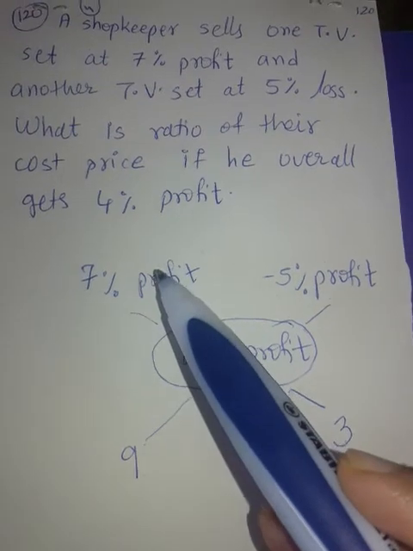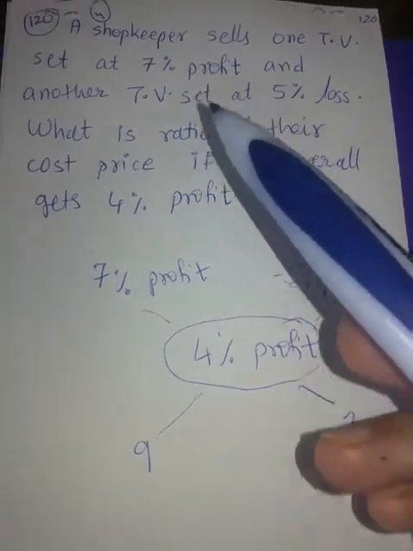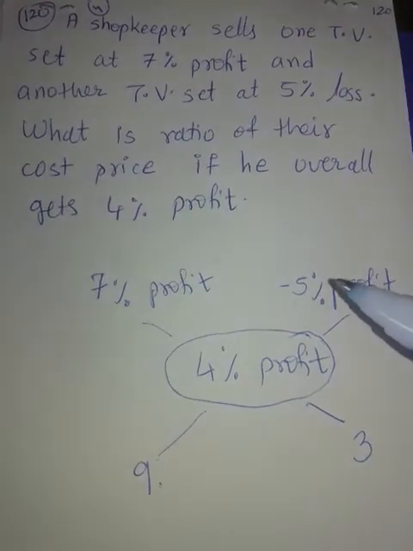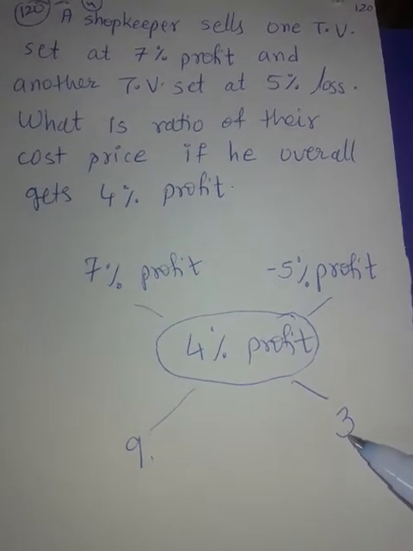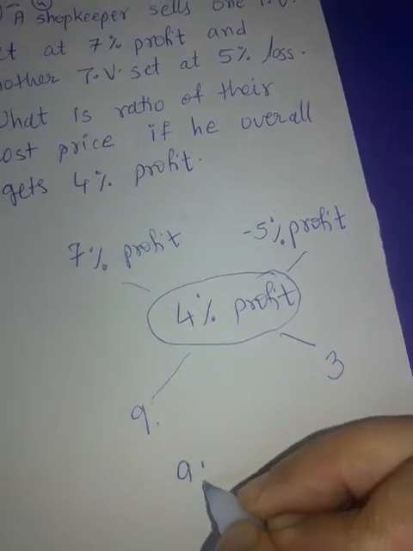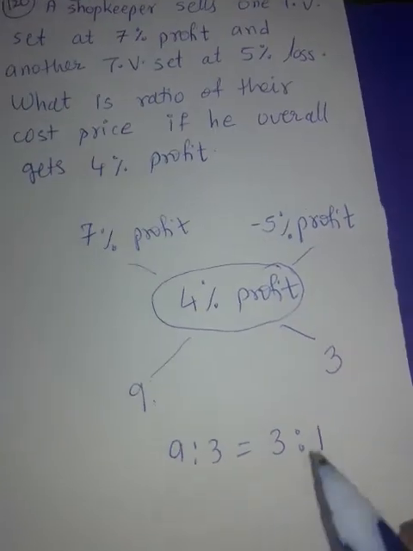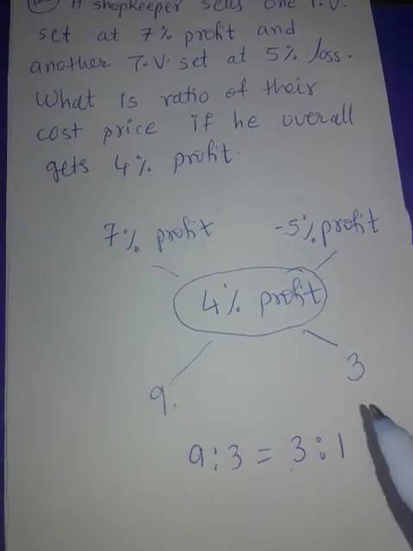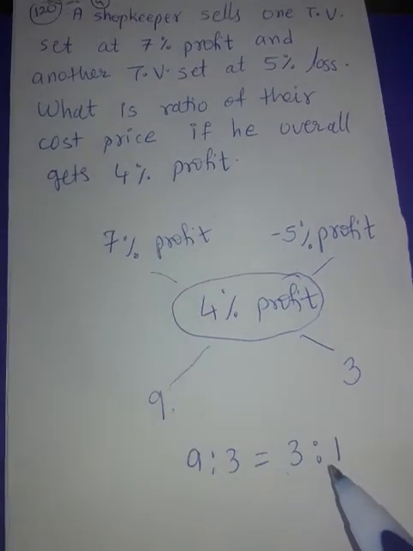One TV set that was sold at 7% profit will have cost price 9, and the TV set which was sold at 5% loss will have cost price 3. 9 is to 3, same as 3 is to 1. This can be 30,000, 10,000, 3 lakhs, 10 lakhs, whatever it is, but it will be in the ratio 3 is to 1. Are you getting it?